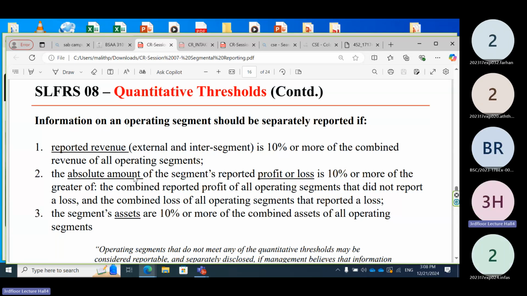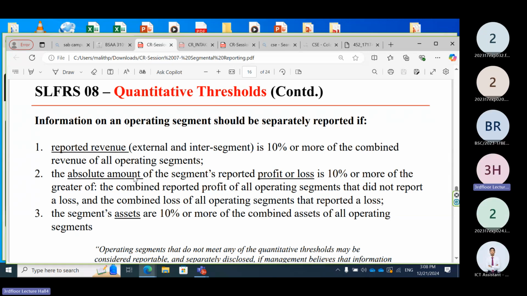75% of external revenue is a bit complex to understand. That will be discussed next week. The other 3 are very straightforward: 10% of your total assets, revenue, as well as profitability.